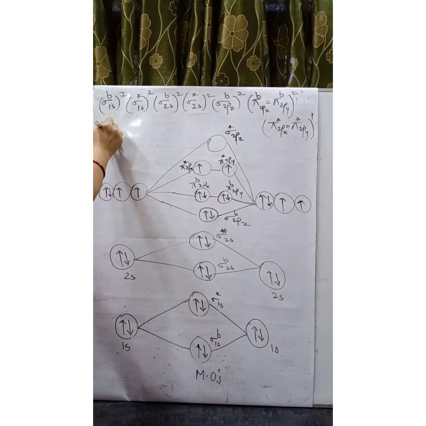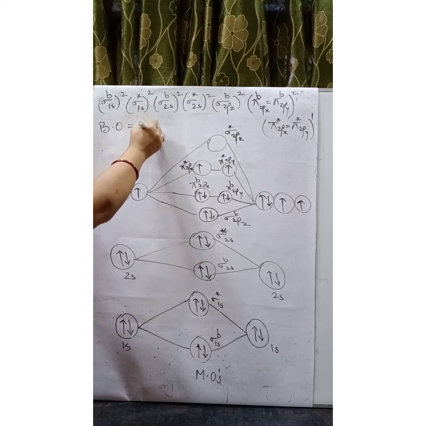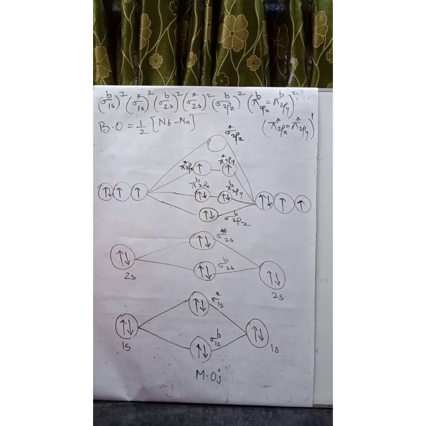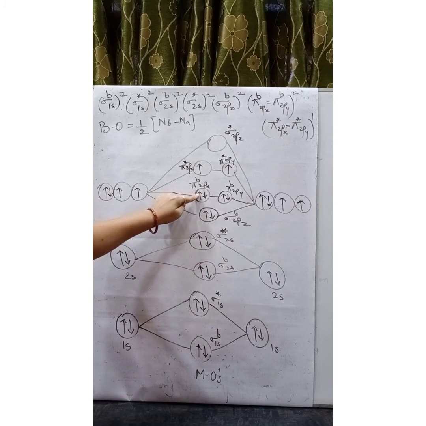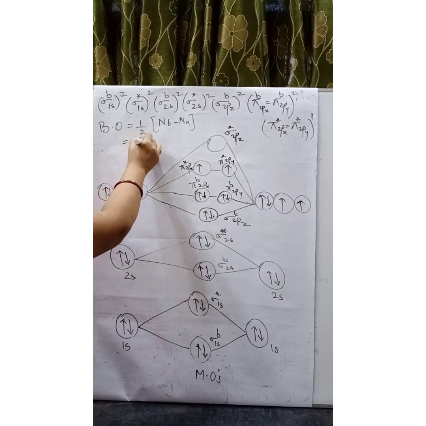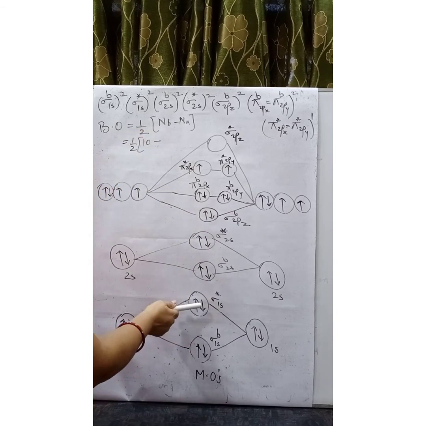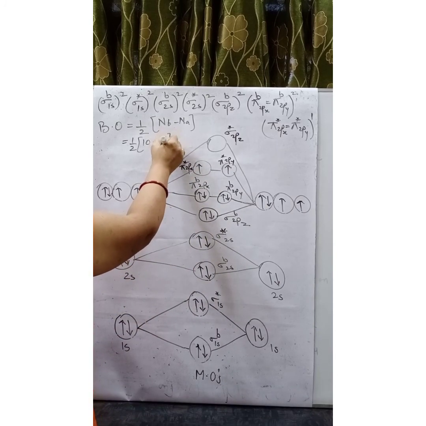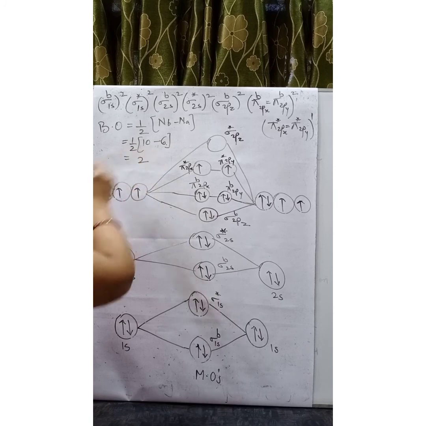We can calculate its bond order, which is equal to half (Nb minus Na). So calculate the total number of bonding electrons: 2 to 4, 5, 6, 7, 8, 9, 10. So half of 10 minus anti-bonding electrons, 2 to 4, 5 and 6. So bond order is 2. That means oxygen has double covalent bond between its molecules.